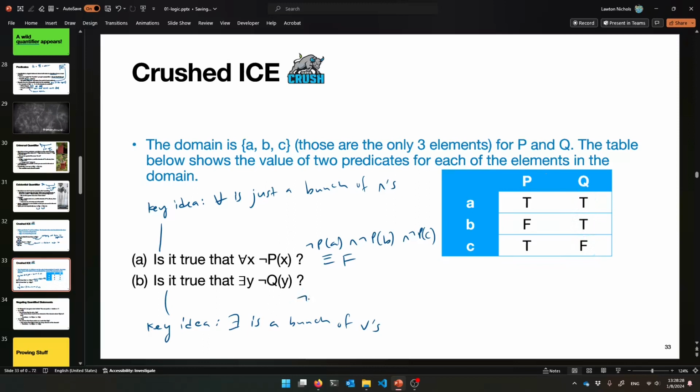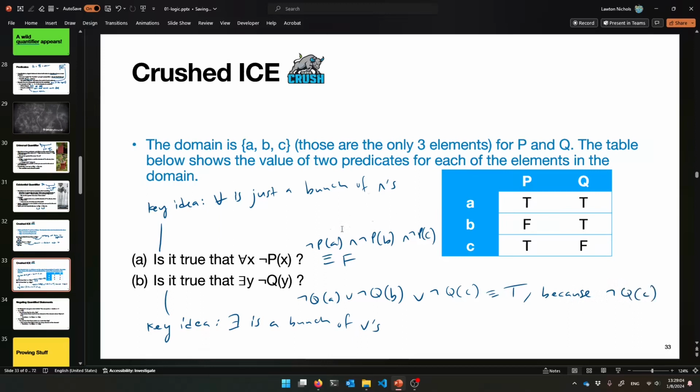It's trying to say, is not Q of A true? Or maybe I could use B as my witness to this being a true statement. Is not Q of B true? Or is not Q of C true? Any one of those. And so this is a true statement. This is equivalent to true because we have at least one of these that's false. Not Q of C is a true statement, because Q of C is false, so the negation of that is true. And so this whole thing becomes true even though both of these are contributing falseness. This is true because not Q of C is a true statement, all right?